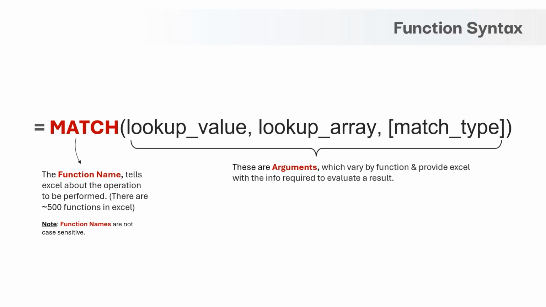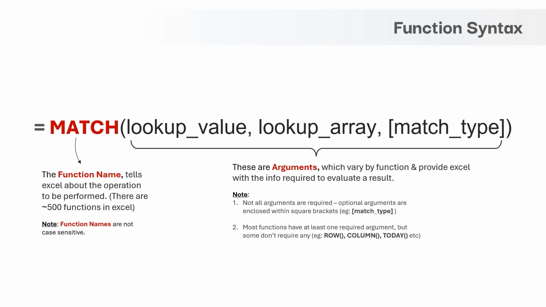Again, a few important points to consider here. Not all arguments are required. Optional arguments are always enclosed in square brackets. Here in this example, the argument match type is enclosed within square brackets. So any argument in any Excel function, if it is enclosed in square brackets, is an optional argument. If you don't provide input to this argument, Excel is smart enough to consider the default value and then perform the evaluation. But if you plan to give the input, this optional argument will offer some additional options and we can make use of that.